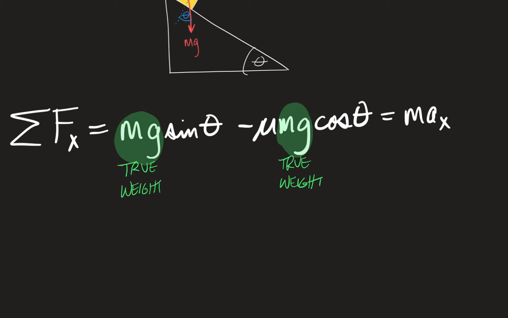Mg is the true weight of an object. It's mass times the gravitational field strength of Earth. That is what it would weigh on a scale. So mg isn't just letters to push around in algebra land. It represents something. It represents the true weight of an object with mass m. Okay?